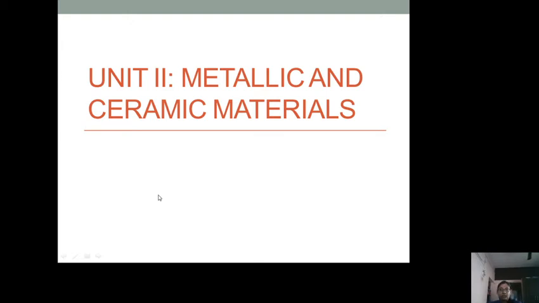So now that we have completed our first unit, let us crack on with the second unit, which is metallic and ceramic materials. Now metals and ceramics, as we all know, have been widely used for making implants. So let us see what kind of metals and what kind of ceramics are actually used as biomaterials.